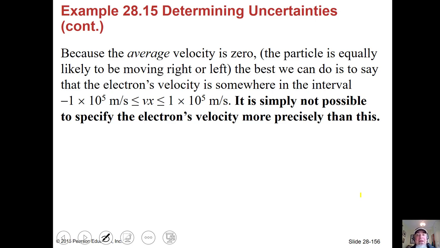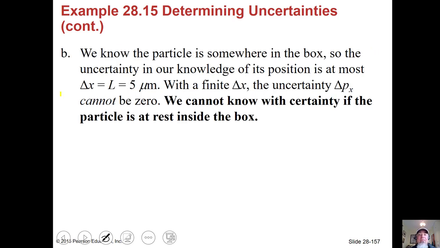Because the average velocity is 0, the particle is equally likely to be moving left or right. So the best you can say is that the electron's velocity is somewhere in this interval. That's the range, right? If you think about this to this, that total range is 2 times 10 to the 5th. Okay? That's the best you can do. So you can't know where it is, again.